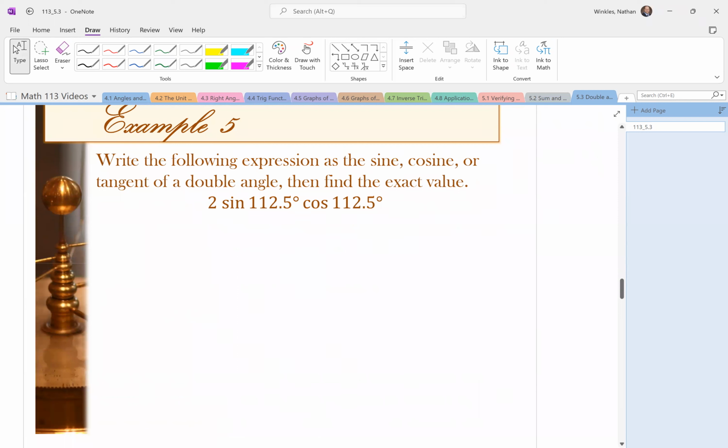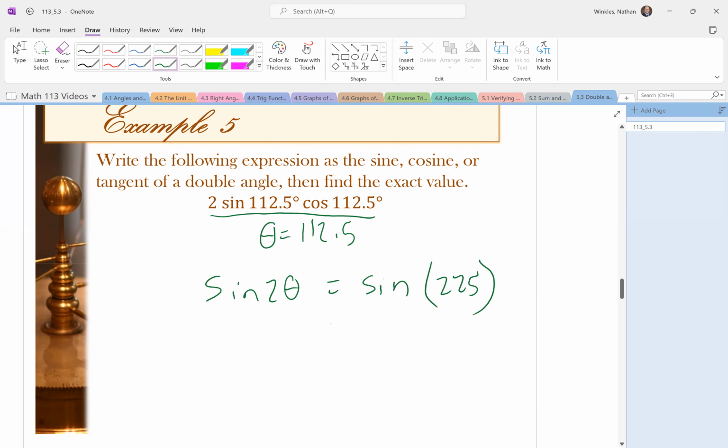So we're told, write the following expression as the sine, cosine, or tangent of a double angle, then find the exact value. So something to note here, theta equals 112.5. We're in the form 2 sine theta cosine theta, so that means that we have a sine 2 theta, which means that this is the sine of 225. Sine of 225 degrees is going to be -√2 over 2.